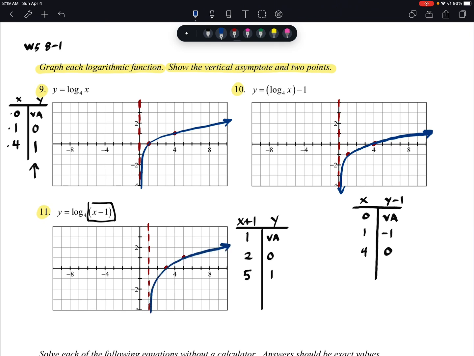So just a nice little refresher on how to graph logarithmic functions that have been transformed. If you have questions about these, please make sure you reach out and let me know. Otherwise, thanks for watching.